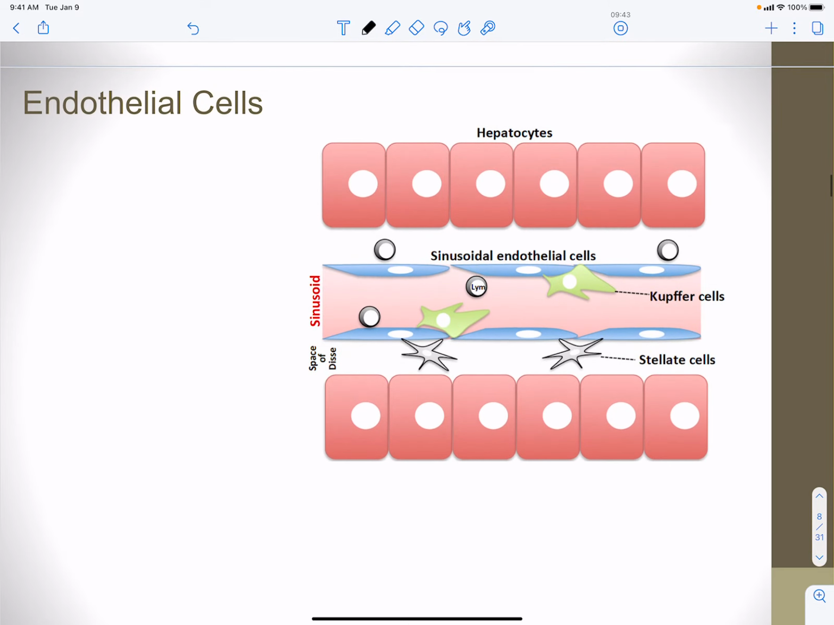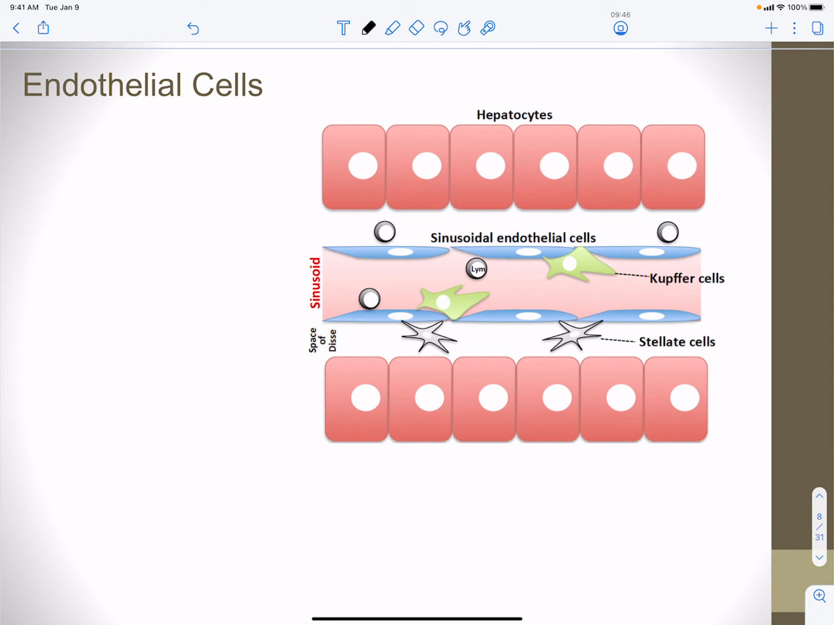Now the next cells are the endothelial cells. And so these are the sinusoidal endothelial cells, which basically make up the lining of the sinusoid. But they are unlike other endothelial cells in other tissues because they are leaky, so they do not form a tight membrane.